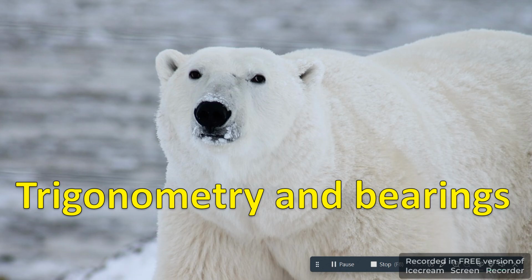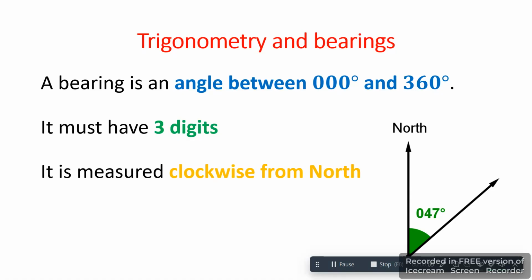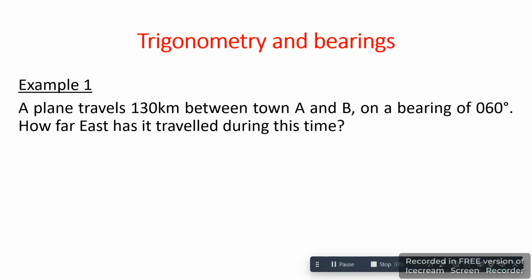In this video, we're going to focus on trigonometry and bearings. Now, if you can recall, a bearing is an angle that is between 0 degrees and 360 degrees. It must have 3 digits, which means an angle of 47 is written as 047 degrees, and it's measured clockwise from north. All right, we've got two examples to explore, so let's get into example 1.